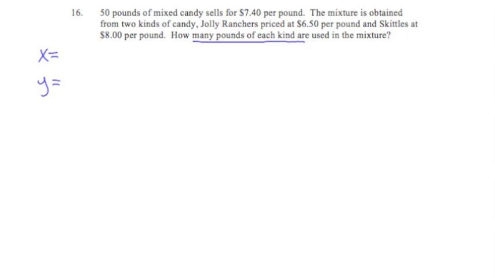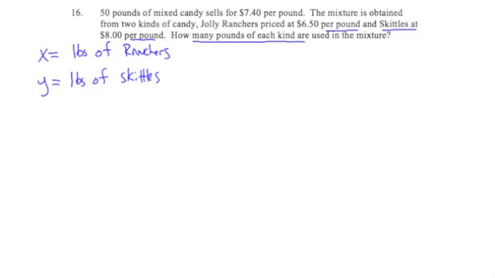The mixture is obtained from two kinds of candy. We have Jolly Ranchers at $6.50 per pound, so they're selling this per pound. So I want to make this the pounds of these Jolly Ranchers as my first unknown. And then the other thing is pounds of Skittles right here. Skittles at $8 per pound. So that tells me I want pounds of Skittles.